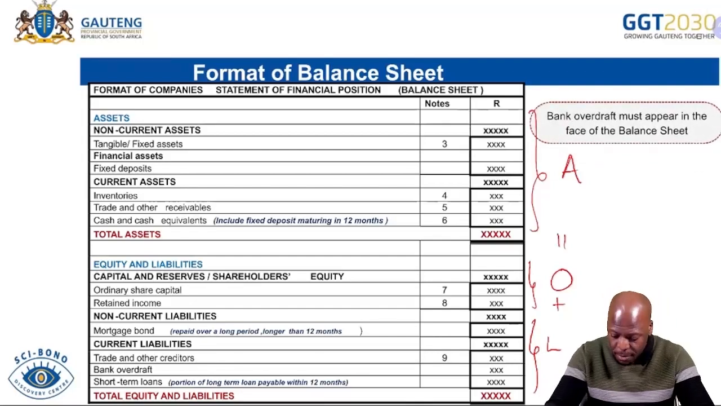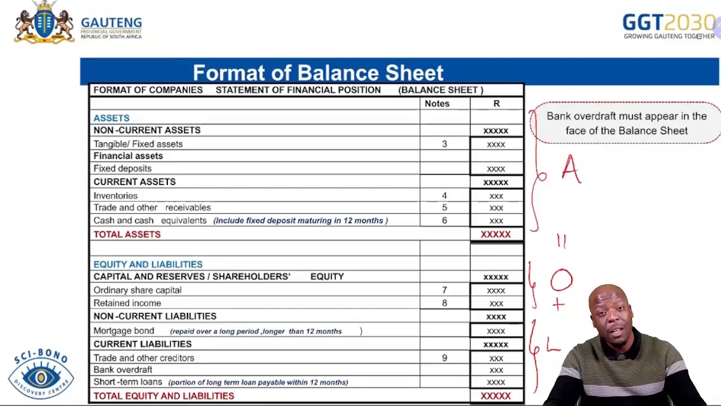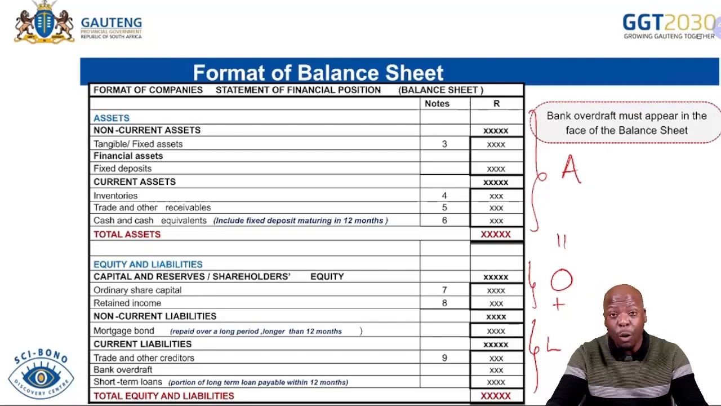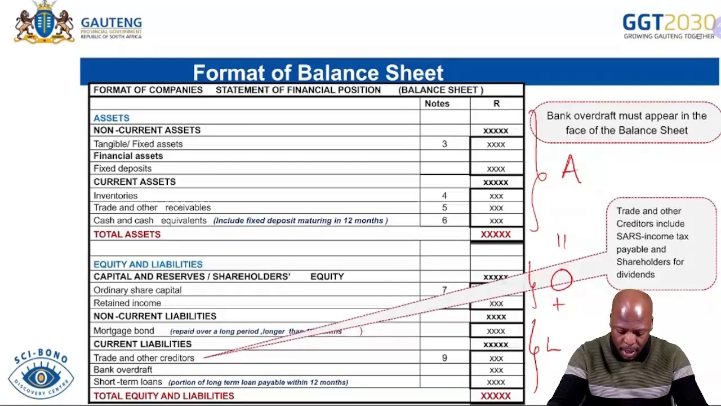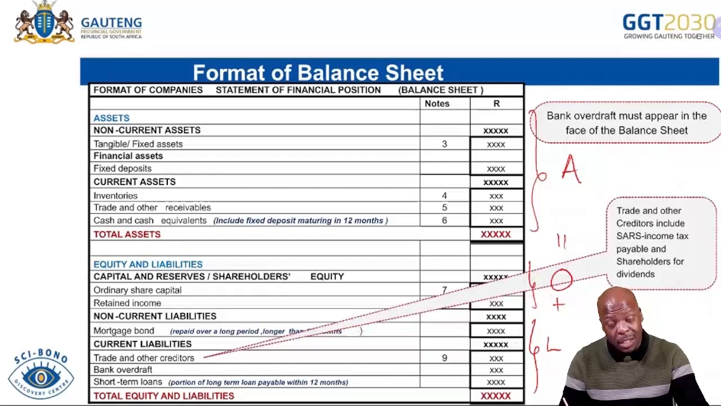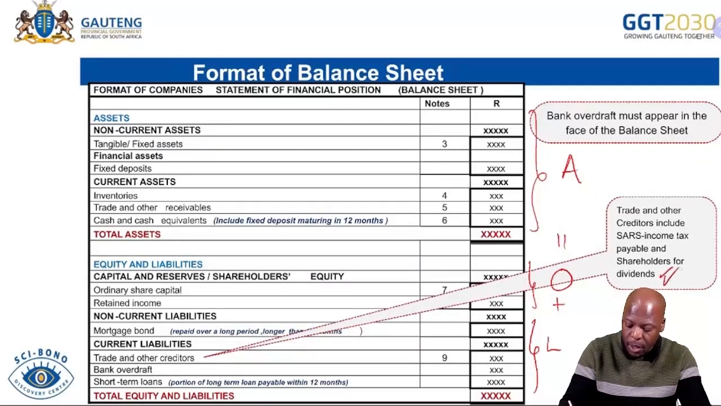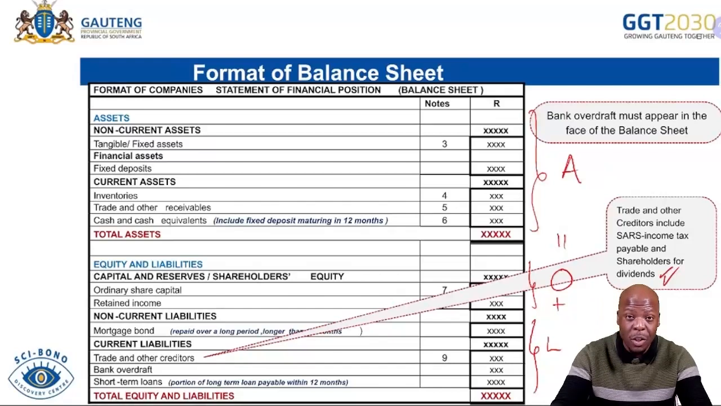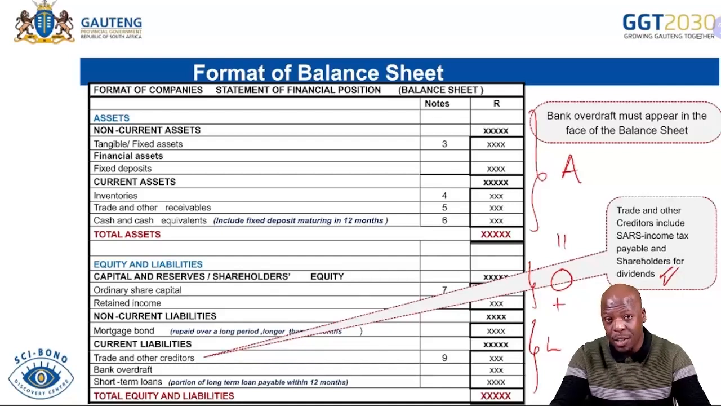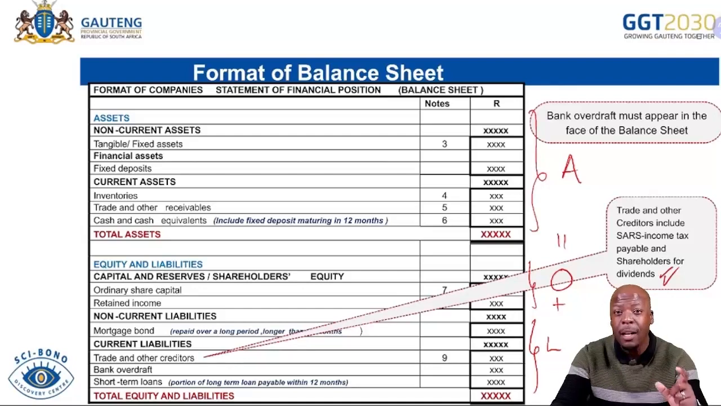Now, the bank overdraft must appear on the face of the balance sheet. That is very important, that when we have a bank overdraft, that overdraft must be shown on the face of the balance sheet. And then our trade and other payables include SARS income tax, that is tax payable, as well as shareholders for dividends. As I continue with the presentation, you will see that you can include them in the trade and other payables depending on the demands of the question. But at times you're given enough lines to record them separately and show them according to the demands of the examiner. So our main point is we have to meet the demands of the examiner.